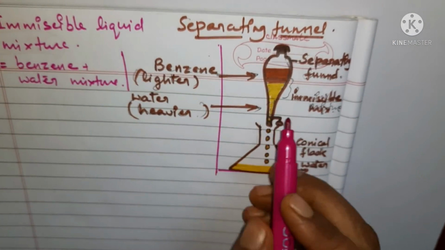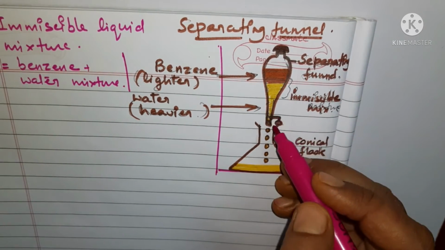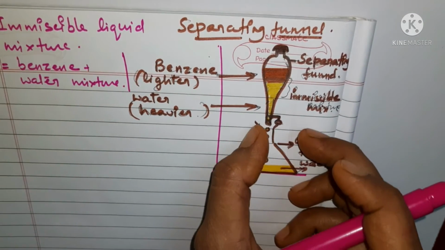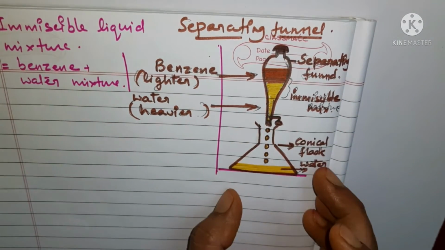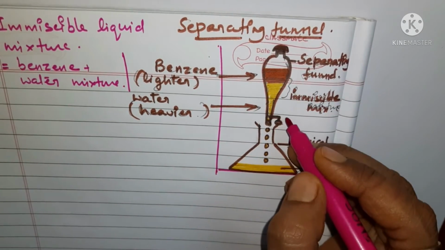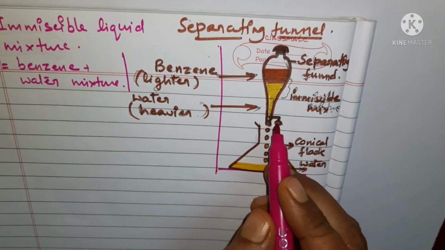You can see here, this is the separating funnel. This conical type of flask, actually this apparatus is used for the separation. And it is a long glass tube. You can see this is a long glass tube. It is provided with a tap at its bottom. Here you can see there is a tap.